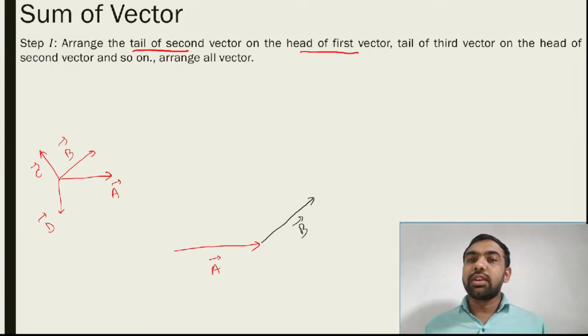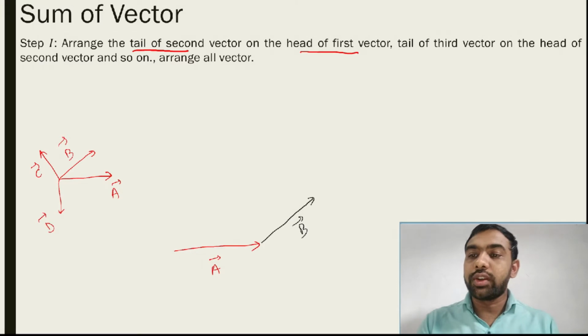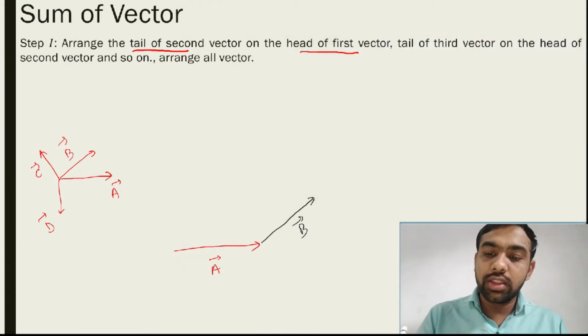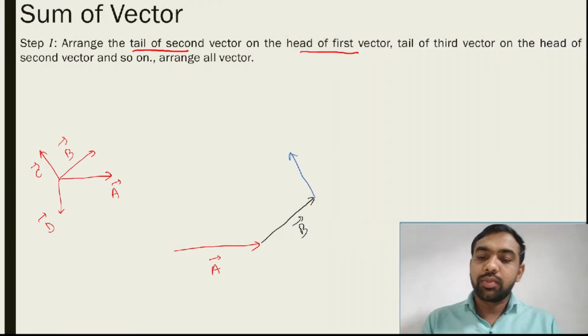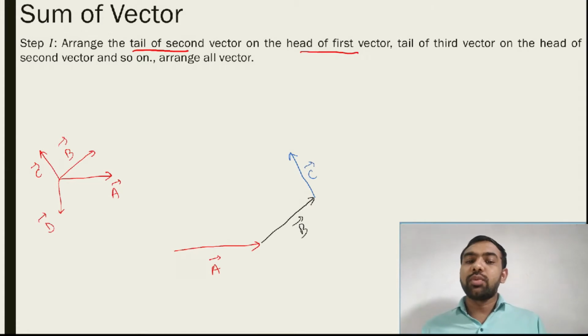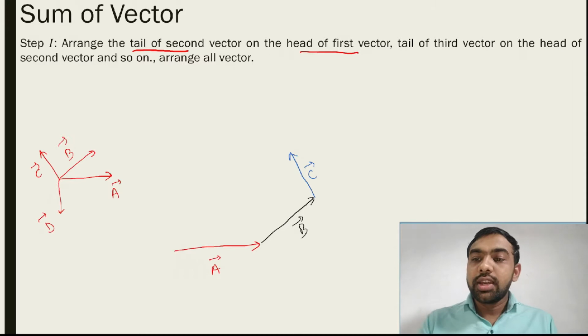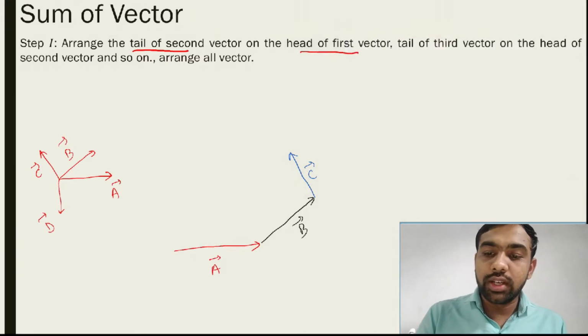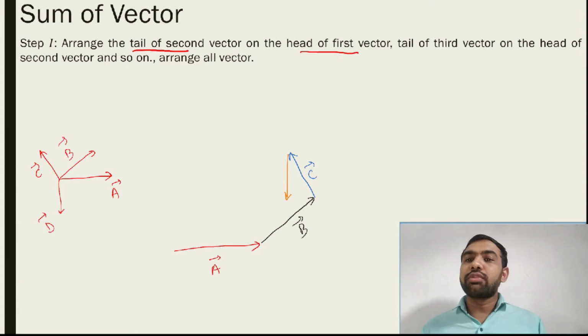Similarly, repeat this for the third vector. C is arranged on this B like this, because we are displacing this vector parallel to itself. And D is arranged on this one. Suppose D is like this. So these are the different vectors.